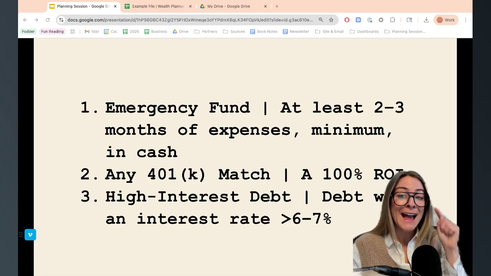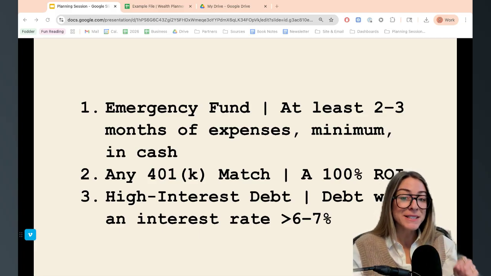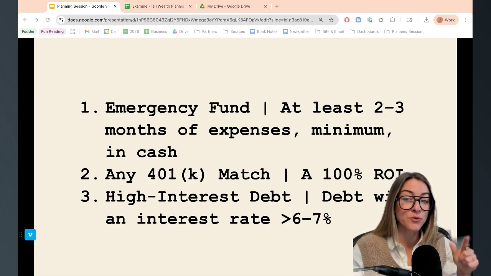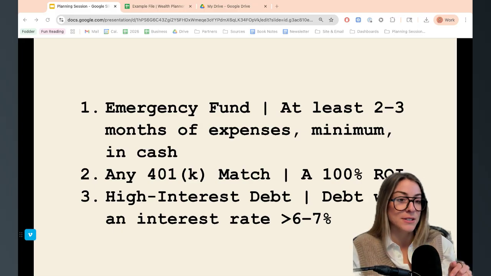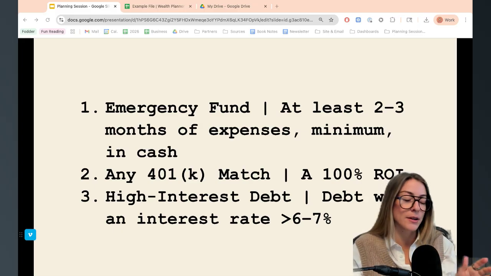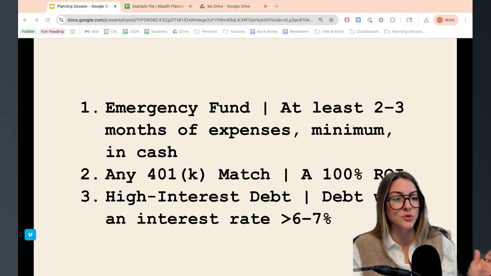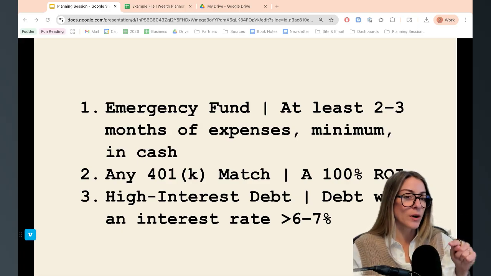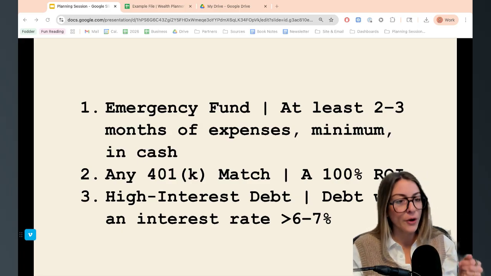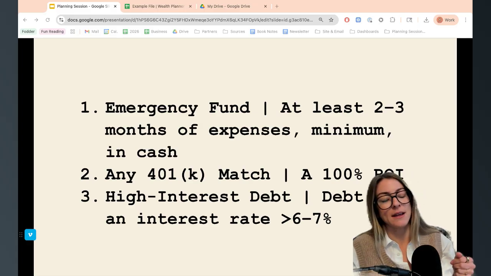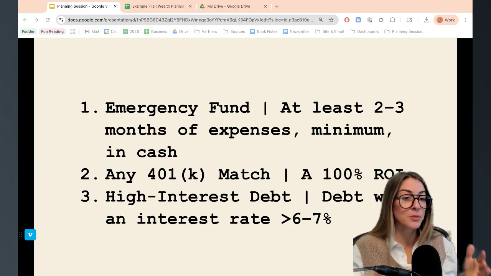And then lastly, any high interest debt. So this means debt with an interest rate that's more than roughly 6 or 7%, give or take. Mostly we're talking about credit card debt here, which is going to be in the teens or 20s. I do except mortgage debt from this calculation because mortgage rates right now are over 6% for people that have taken out loans in the last couple of years.